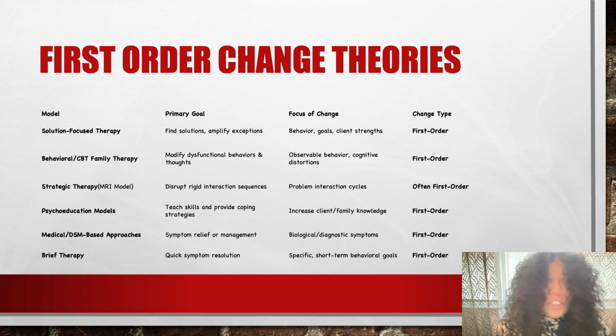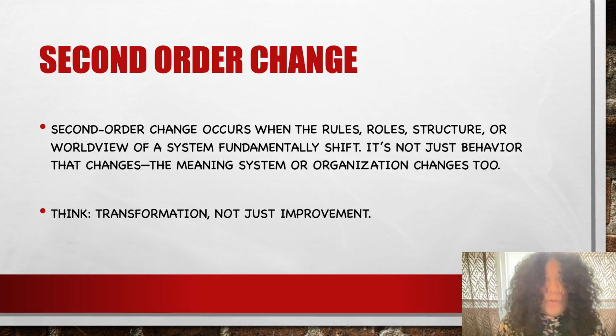First order change theory: solution focused, behavior, strategic, psychodynamic, psychoeducation, brief, and DSM based approaches, because you know it's quick. It's to break up stuff really quick, like interaction sequences. It has to be quick. These are your first order change theories. And I will make a copy of this and I will post it in the group so it's much bigger for you to have on hand, okay?